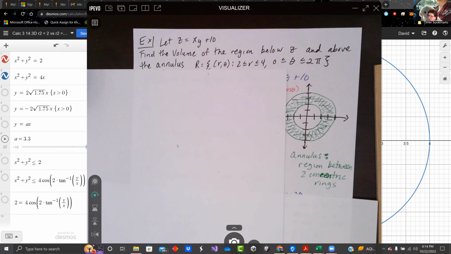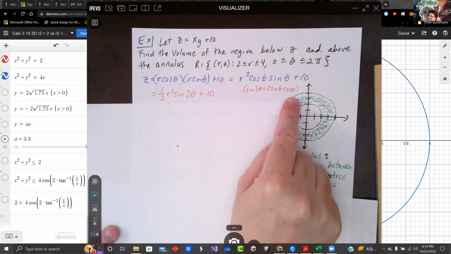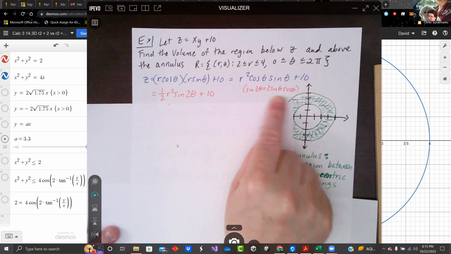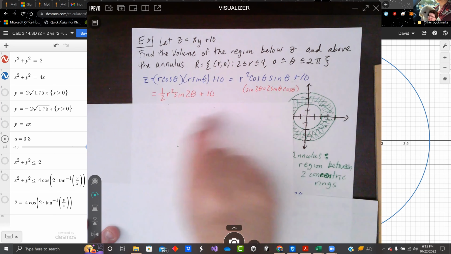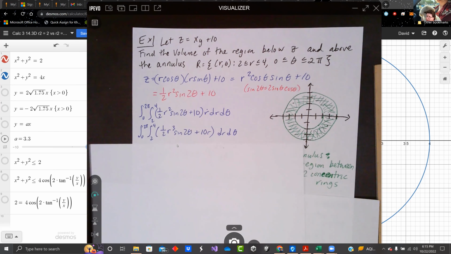So z's in terms of x, y, we got to make our replacements. Don't forget x is r cosine theta and y is r sine theta. So when we plug it in, our function becomes r squared cosine theta sine theta plus 10. And since sine 2 theta equals 2 sine theta cosine theta, I divide both sides by 2 and I get 1/2 sine 2 theta equals sine theta cosine theta, and I made that substitution in. So we plug it into our integral.